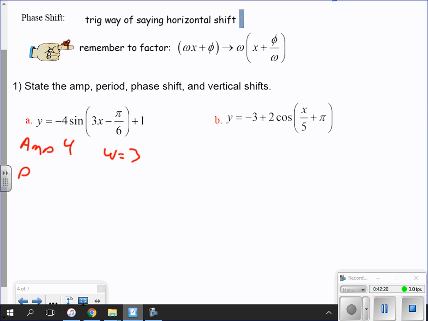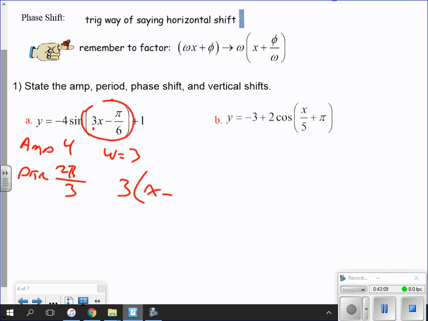So our period, remember, is 2 pi divided by whatever W is. So our period in this one is 2 pi over 3. Our phase shift is not pi over 6. Our phase shift is not pi over 6. Because the phase shift is part of the period shift. So what we need to do is take this and factor it out of the whole thing. So we have to factor the 3 out. So we have 3 times x minus whatever. So we have to factor 3 out of pi over 6.